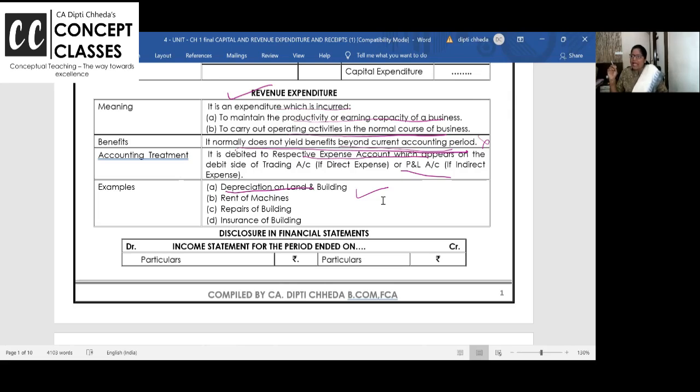And if you pay annual insurance, 12 months insurance of the building, you cannot capitalize that. That gives an assurance that if something goes wrong in the 12 months, the insurance company will reimburse you. If nothing goes wrong, it expires. The premium is gone. Again, you have to pay. So insurance is a revenue expenditure. Rent, repairs, insurance, depreciation, and so on. And it will appear in the P&L account.